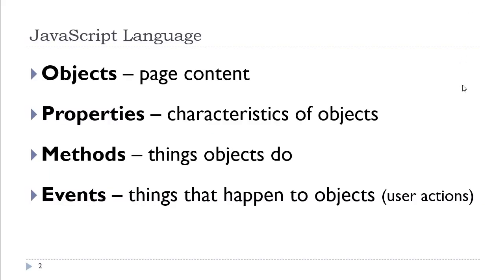First, let's review some concepts that we have learned about JavaScript. The JavaScript language contains objects, properties, methods, and events. The objects are primarily content on the page. Those objects have properties which are characteristics. The objects also have methods, which are things the objects can do, and they also have events. Events are things that happen to these objects, more commonly referred to as user events.